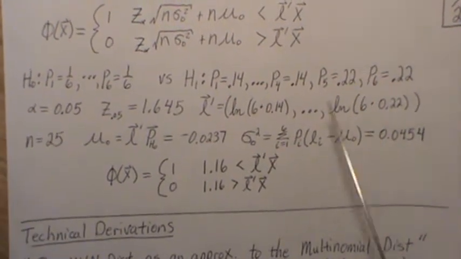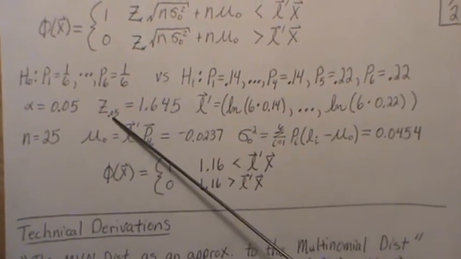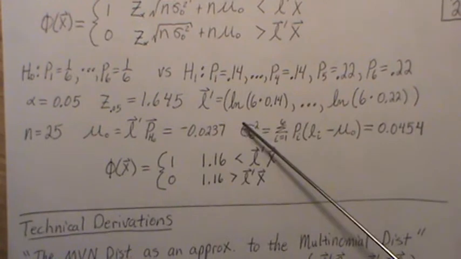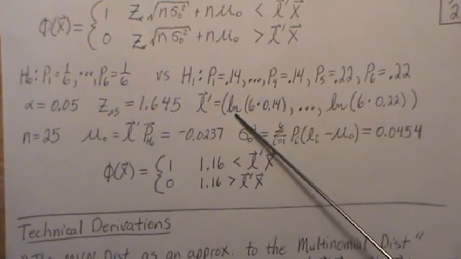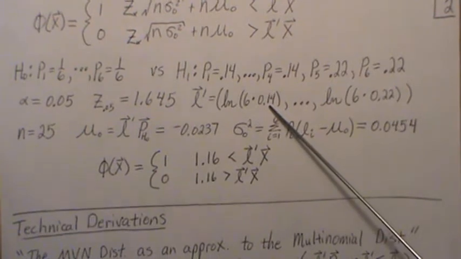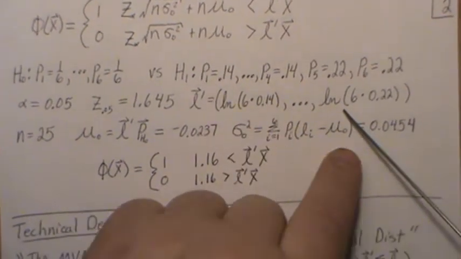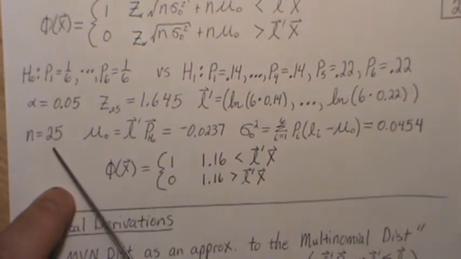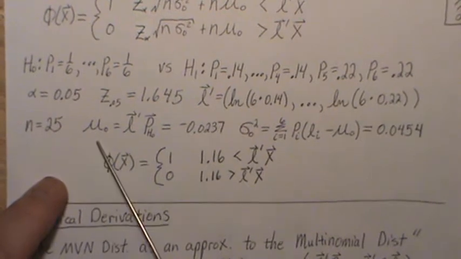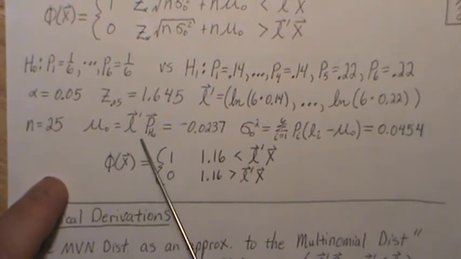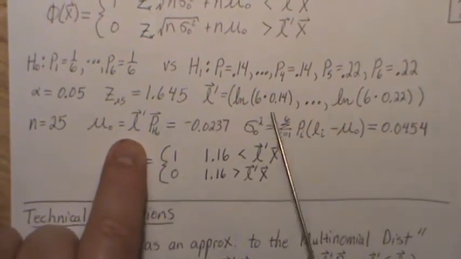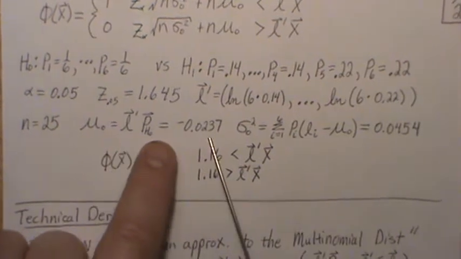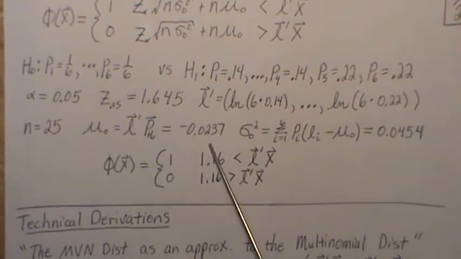We want an alpha level 0.05 test. That means Z alpha is 1.645. Our linear combination, our L vector, is the natural log of 6 times 0.14, which is this, all the way to log of 6 times 0.22. We're going to let n equal 25. So the mean under the null hypothesis is this. We take a linear combination, which is this, and then times each of these probabilities, and we get minus 0.0237.